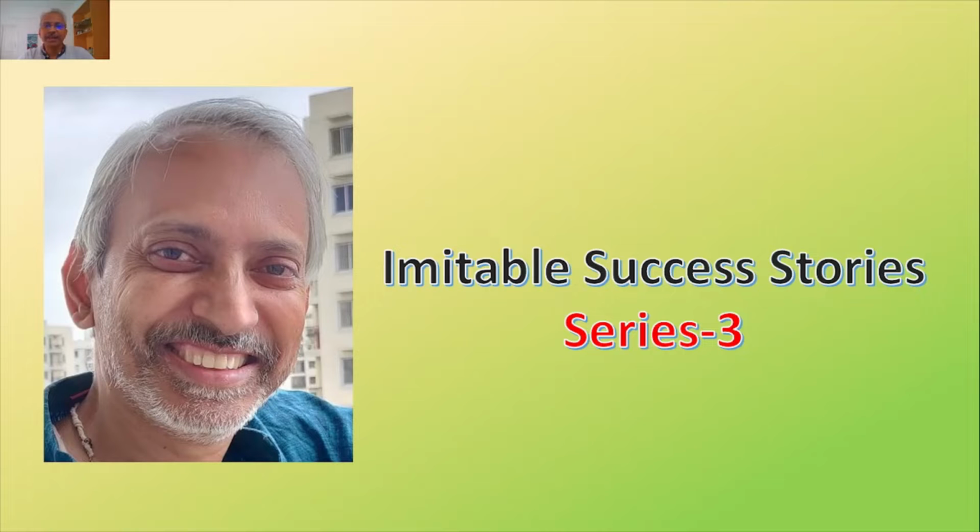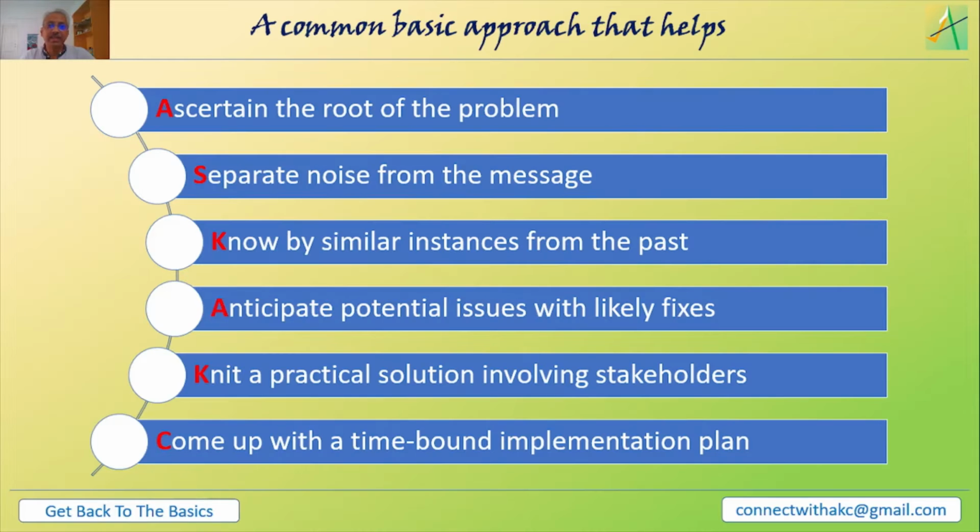But before that, let's recap series 2. So series 2 was focused on the common approach, the 6 steps of the common approach. And I've tried to put acronyms so that it becomes easy to remember. ASK-AKC, which is Ask AKC. So the first two help in identifying the underlying problem, so root cause of the problem and also removing the noise, something which is trivial, you can remove that. The next 3 help in terms of identifying the changes, like knowing from the past, anticipating issues and having some plan for that, and knitting a practical solution. So these are the changes or actions.